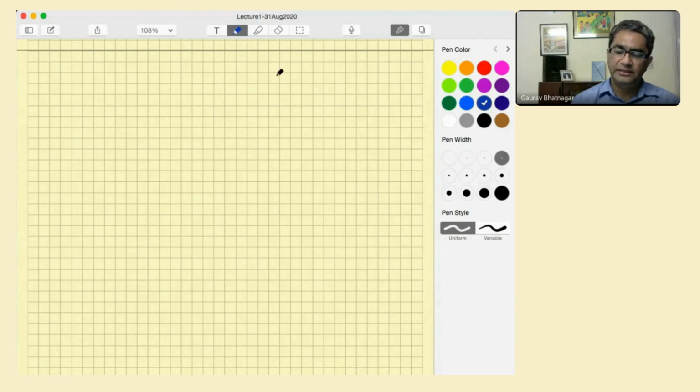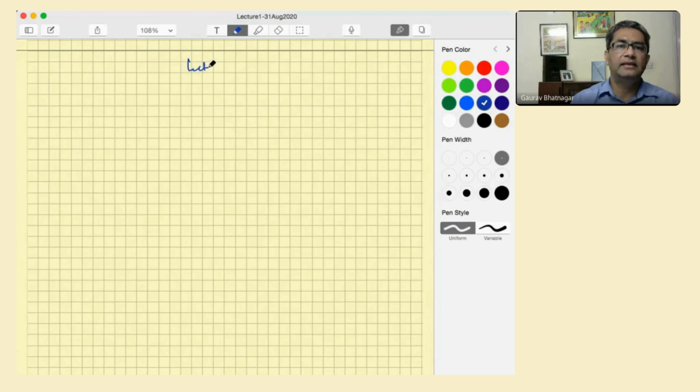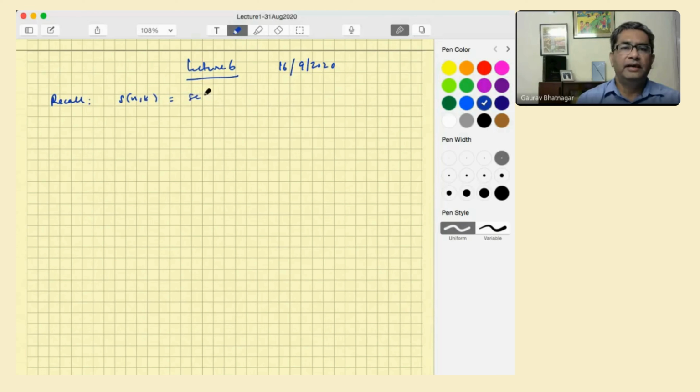Okay, so we are at lecture 6. It seems like we're going really slow, but slow and steady. So we are doing Stirling numbers of the second kind.